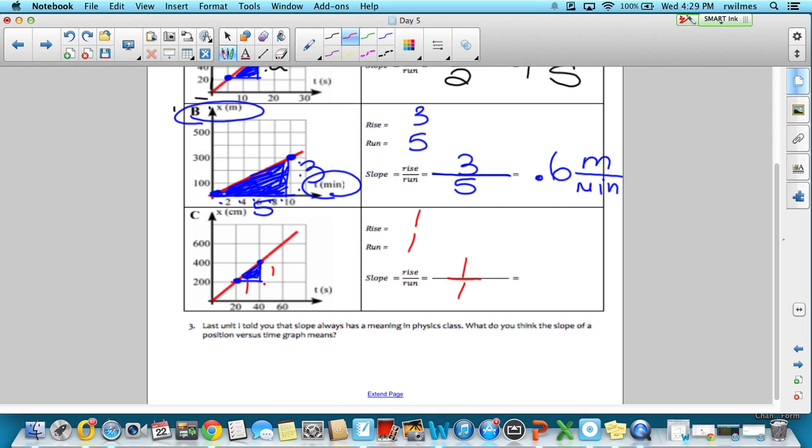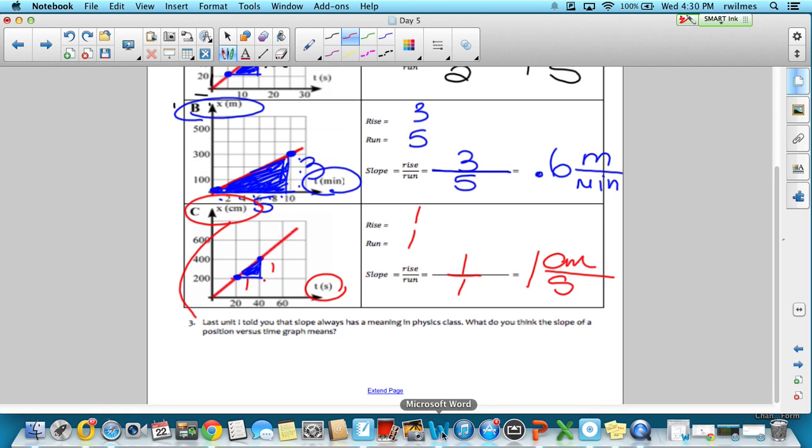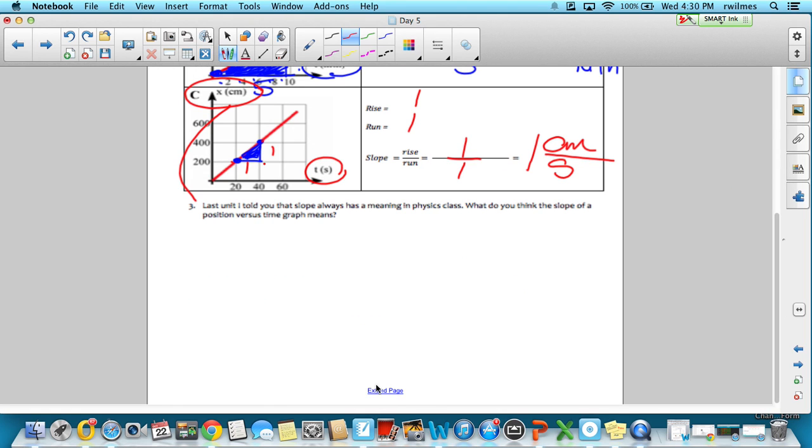Then I'm going to look for my units. I know that 1 divided by 1 is 1, and my units on the vertical axis is centimeters, and on the horizontal axis is seconds. 1 centimeter per second. Okay, we're on the very last one.